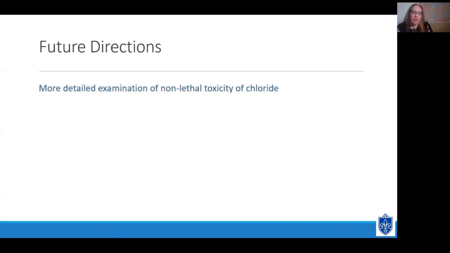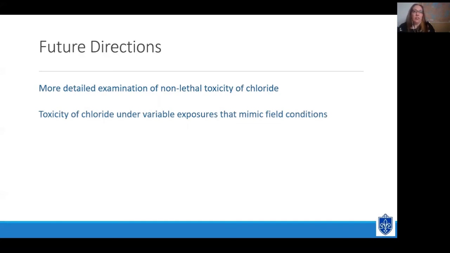It's well established at this point that most aquatic invertebrates should have a greater tolerance of chloride at colder temperatures. But more detailed study of the impacts of temperature on non-lethal toxicity should be conducted. Most studies of chloride toxicity and toxicity in general have looked at the impacts of concentrations that are stable over time. As we saw in our field study, this is not representative of the types of exposures that we see in streams. So an examination of the toxicity of chloride under variable exposures would be beneficial.